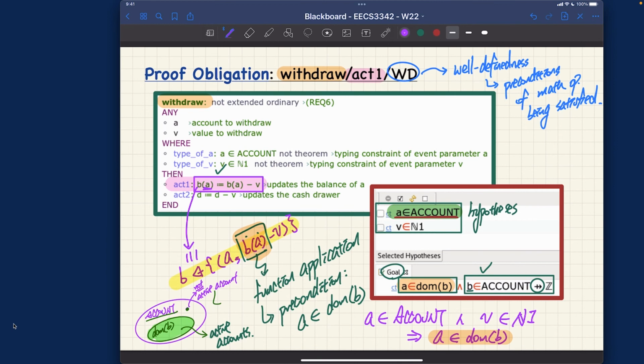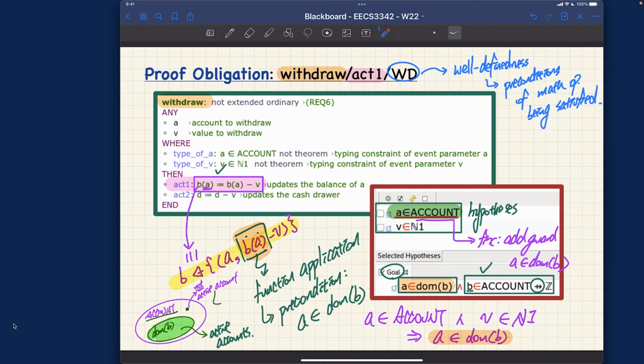So the fix over here is to add another guard, which will be A is a member of the domain of B. In that case, it will be trivial, right? Remember, we spoke about a tactic called goal in the hypothesis. If you want to prove this goal, and the goal is already in the hypothesis, in that case, we can prove it, right? In this case, it's actually reasonable to add this constraint. Whenever you want to withdraw some money, you want to make sure that the account is really an active account, rather than some arbitrary account name.